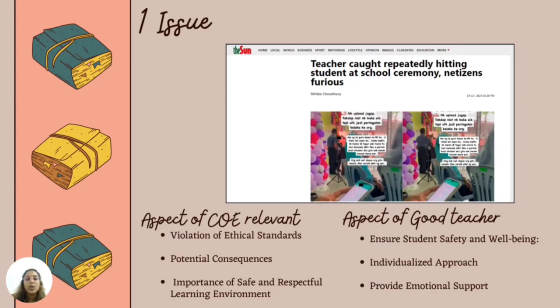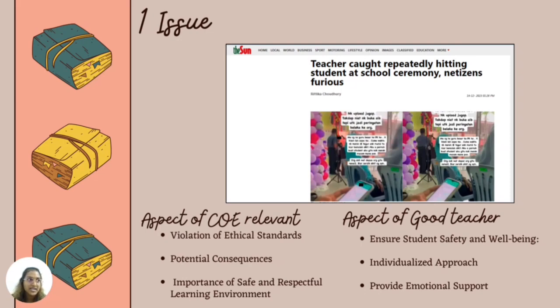Okay, now we're going to look at the aspect of a good teacher and how the teacher would handle this. First, ensure the student's safety and well-being. A good teacher will prioritize the safety and well-being of the students involved. They will take immediate action to ensure the student's safety and provide necessary support or assistance.